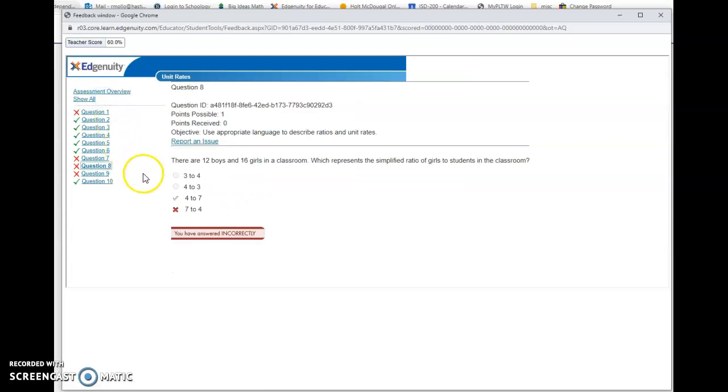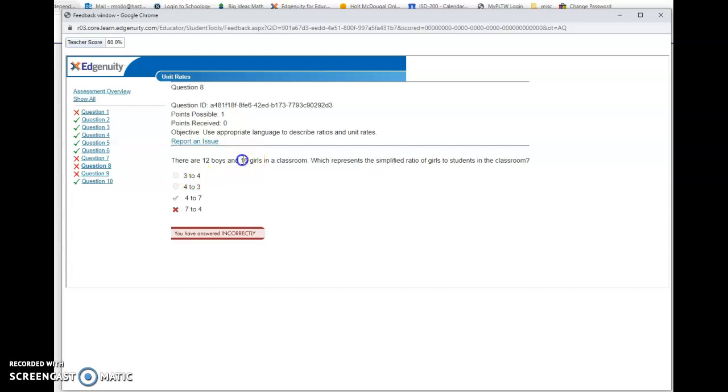Here it says there are 12 boys and 16 girls. Which represents a simplified ratio of girls to students in the classroom? So we figure out that there's 12 boys and 16 girls. So together that means there's 28 kids in the classroom. So we need to simplify. It doesn't ask girls to boys, so they kind of give us some tricky information here.